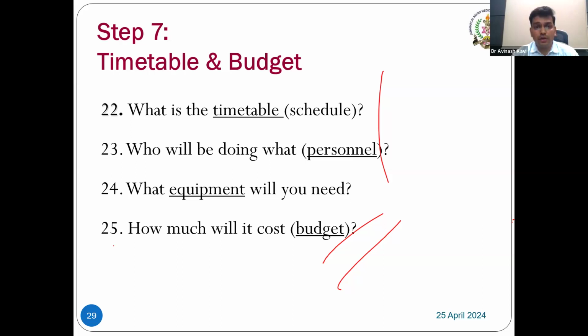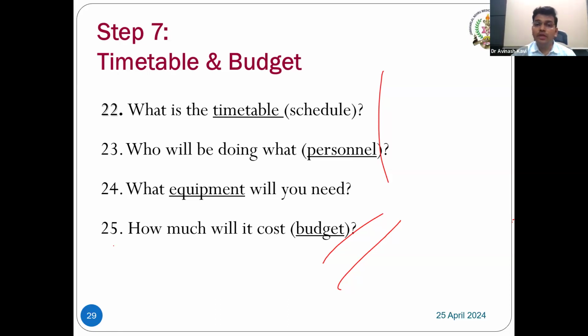Who will be doing what? Because it is not just doing research. Science is the easiest part. Based on the experience of our seniors and my personal experience, science is the easiest part in research, but managing personnel, managing the finance, managing the HRD is the most difficult task in any research proposal, in organizing any research study.